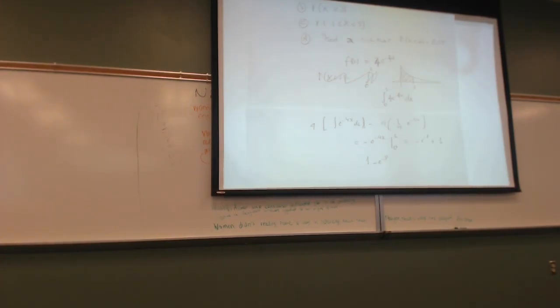Why is that integral negative 1 over 4? Because always keep in mind this simple rule. The integral of e to the ax dx is 1 over a e to the ax. And this was negative, so this one.